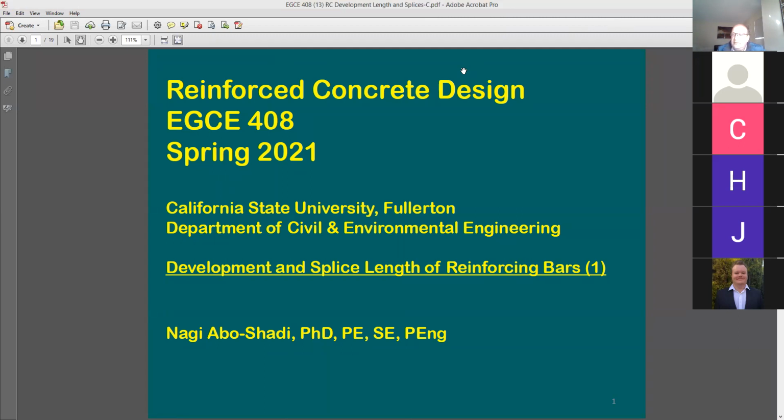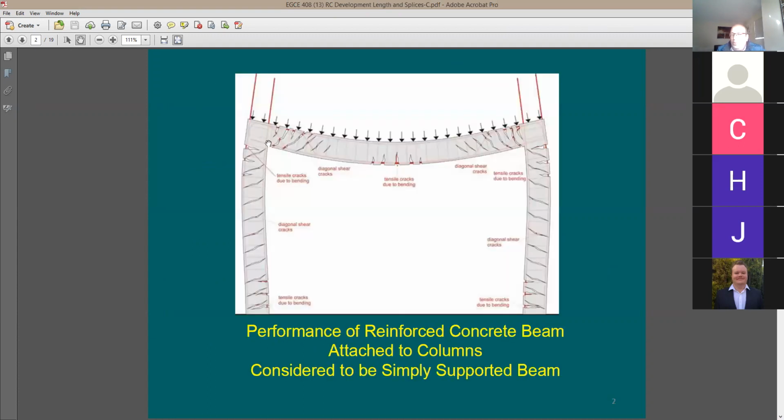All right. So what we are moving forward to work on is something that we call development length and splice length. Here's one beam and a couple of columns that we're trying to design. This beam, in your design, you may assume it's going to be simply supported, meaning that at each end you're going to have a pin, like a pin on a roller, like a hinge support. Meaning that no moment is going to be developed at this end and no moment at this end. And the maximum moment is going to be only in the middle.